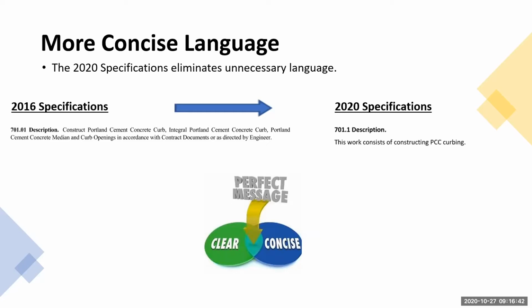Well, that's part of the construction part. That's not an item description. An item description: work consists of constructing PCC curbing. That's 701. We're doing curb.